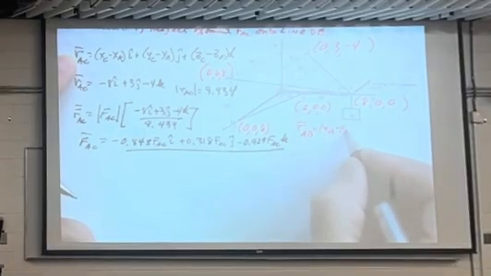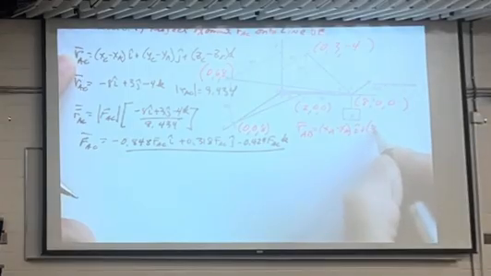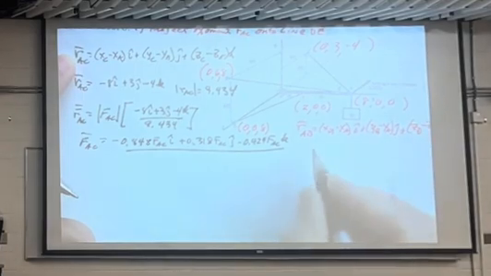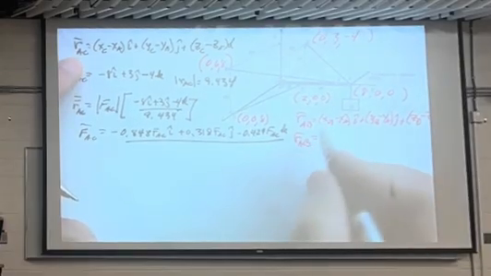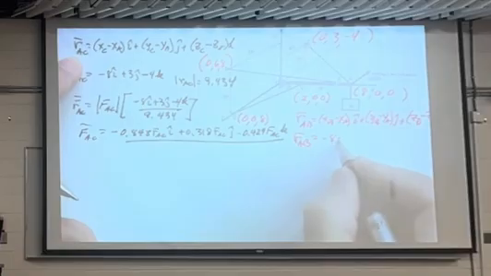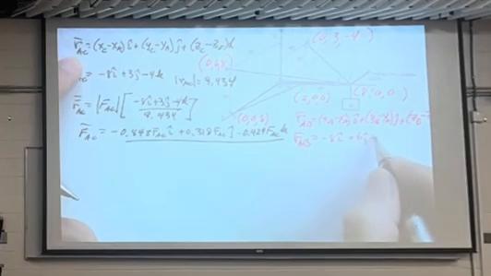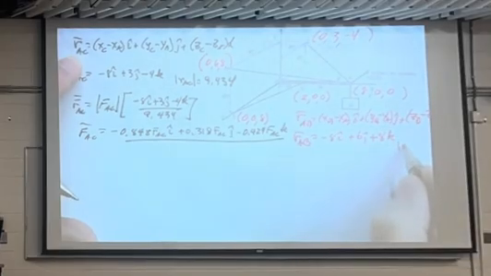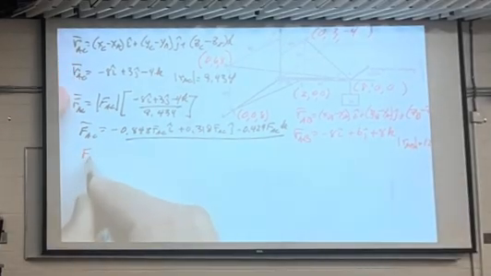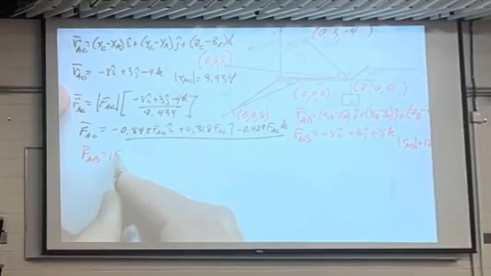XB minus XA I plus YB minus YA J plus ZB minus ZA K. RAB vector is minus 8I plus 6J plus 8K. Magnitude of AB is 12.806.